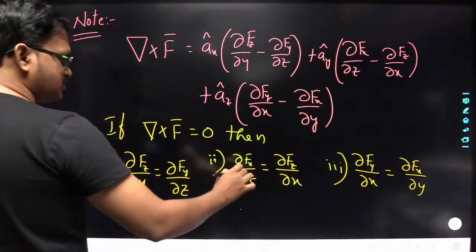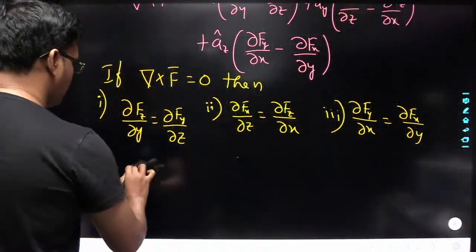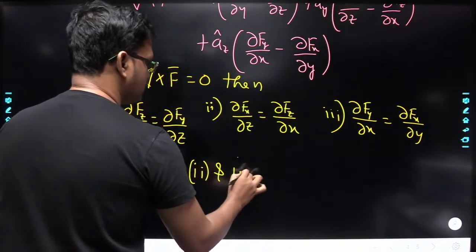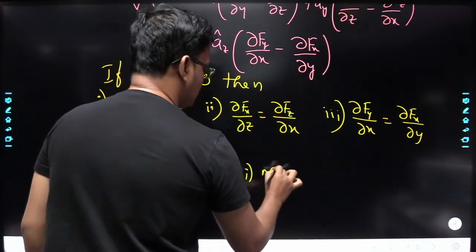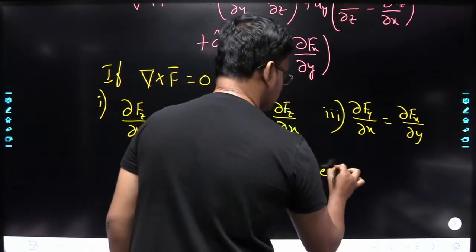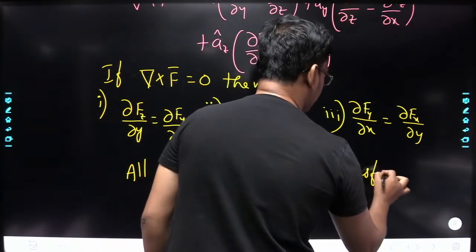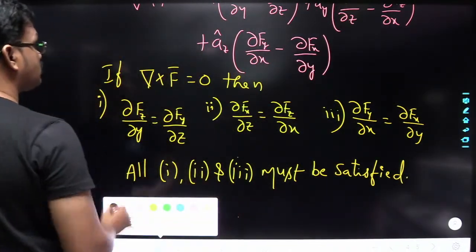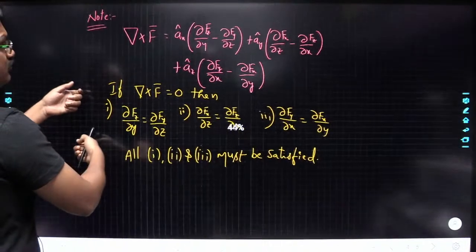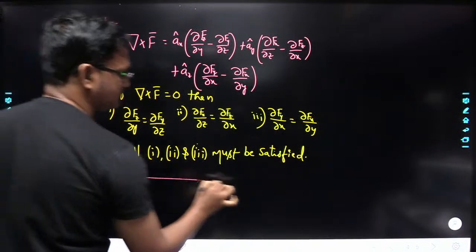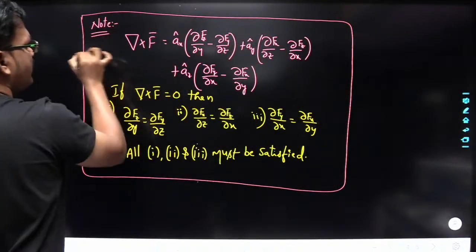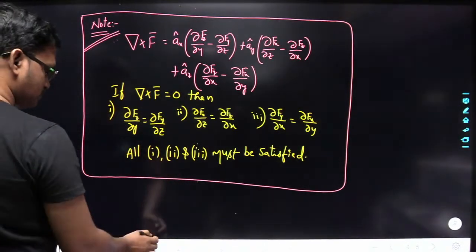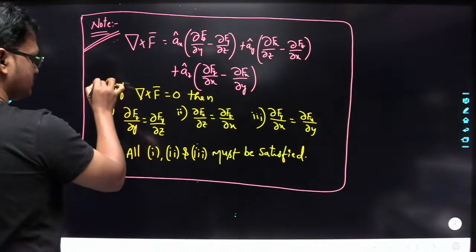So all these three conditions, 1, 2 and 3, must be satisfied. Then only we can say the curl of the vector field is equal to 0. So whenever you want to check whether the curl is equal to 0 or not, you can follow this. Make it as a note here. It has to satisfy all these conditions.